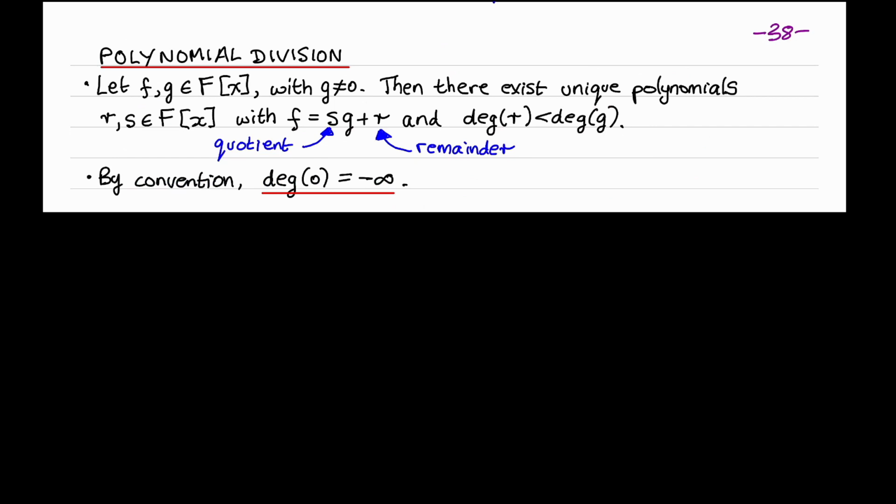I'll mention that by convention, I'll take the degree of the zero polynomial to be minus infinity. This is just a convention. Some textbooks take the degree of the zero polynomial to be 0. Others might say that the degree of the zero polynomial is undefined. I'll be consistent and always take the degree of the zero polynomial to be minus infinity.